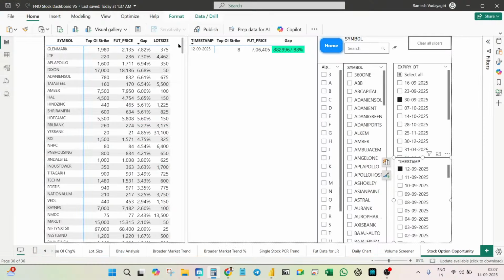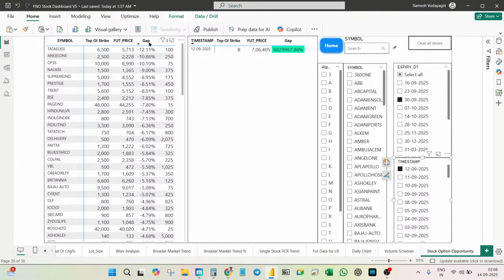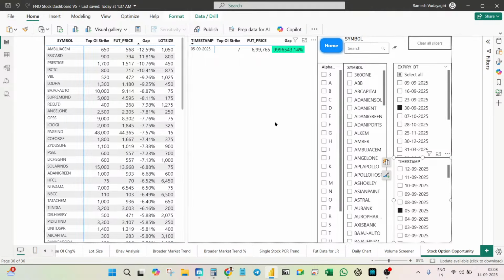And if you want to capture another day, there is LTF, IPL, Apollo. This way you can see. And similarly if you want to see the price moving up, you can look at Tata Elxsi, Angel One. These are stocks where you can expect some rise in the prices because the future price is lower than the open interest price.